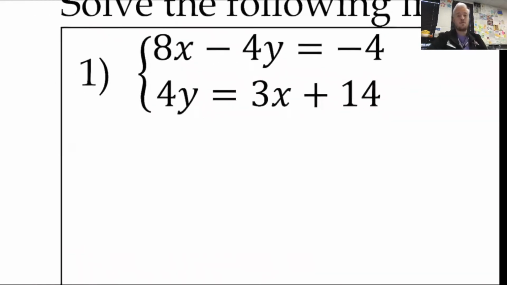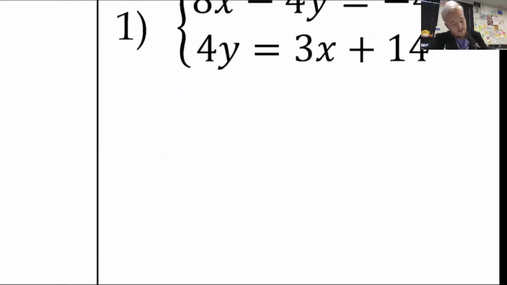So if you notice your top equation here, we have ax plus by equals c. Top equation, we're in standard form, so we are good to go. But if you look at the bottom equation here, we are not in standard form. So I'm going to rearrange. So remember, for standard form, you want your x's and y's to be on the same side. So I have my 4y equals 3x plus 14.